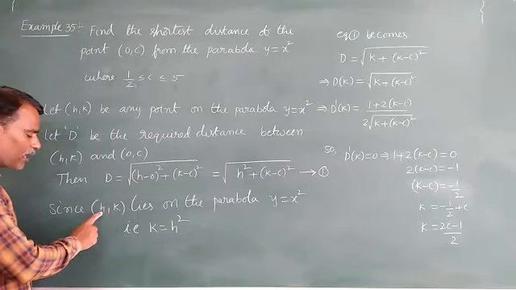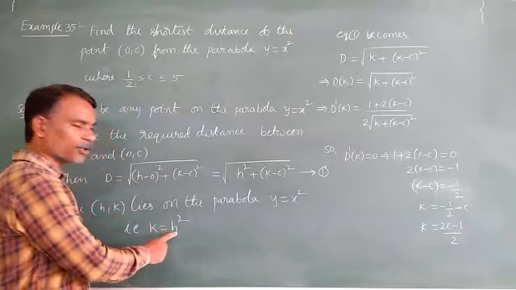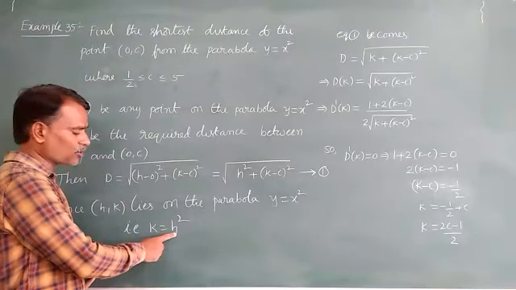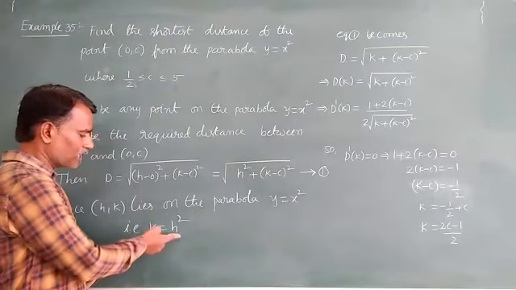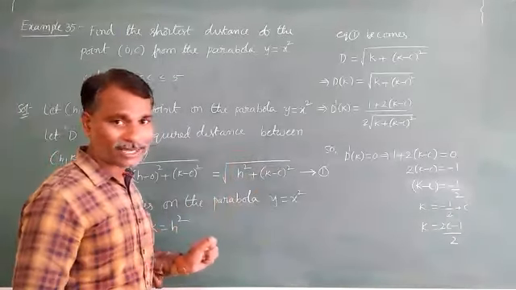This belongs to x and this belongs to y. That's why k is equal to h square. K is equal to h square, or h square equal to k. Instead of h square, we just have to take k. Why, sir, are we doing this?